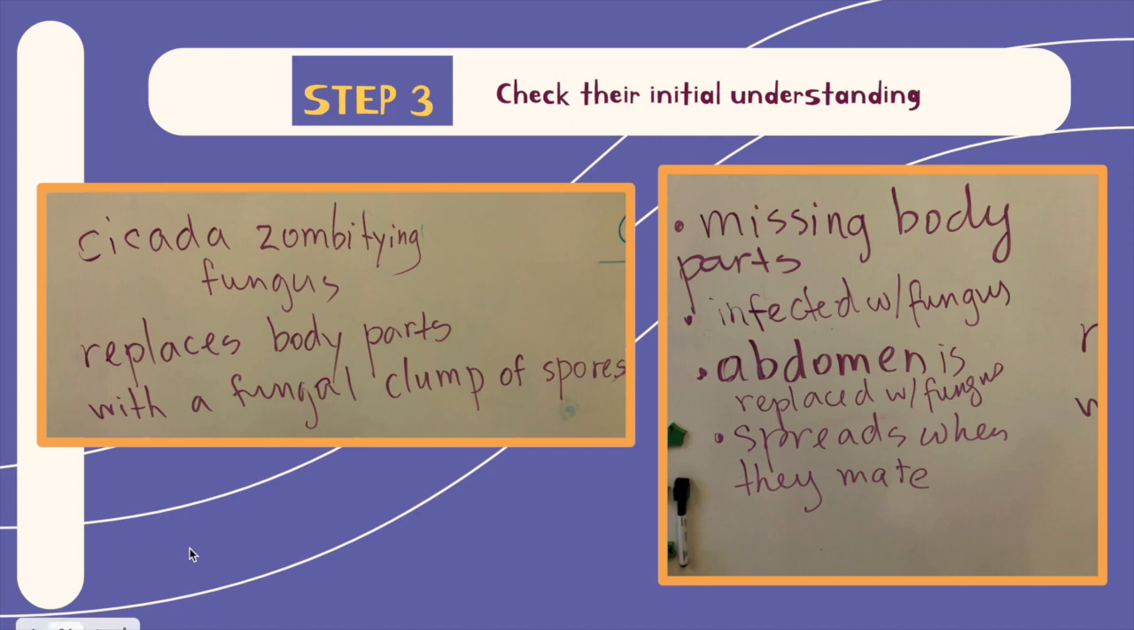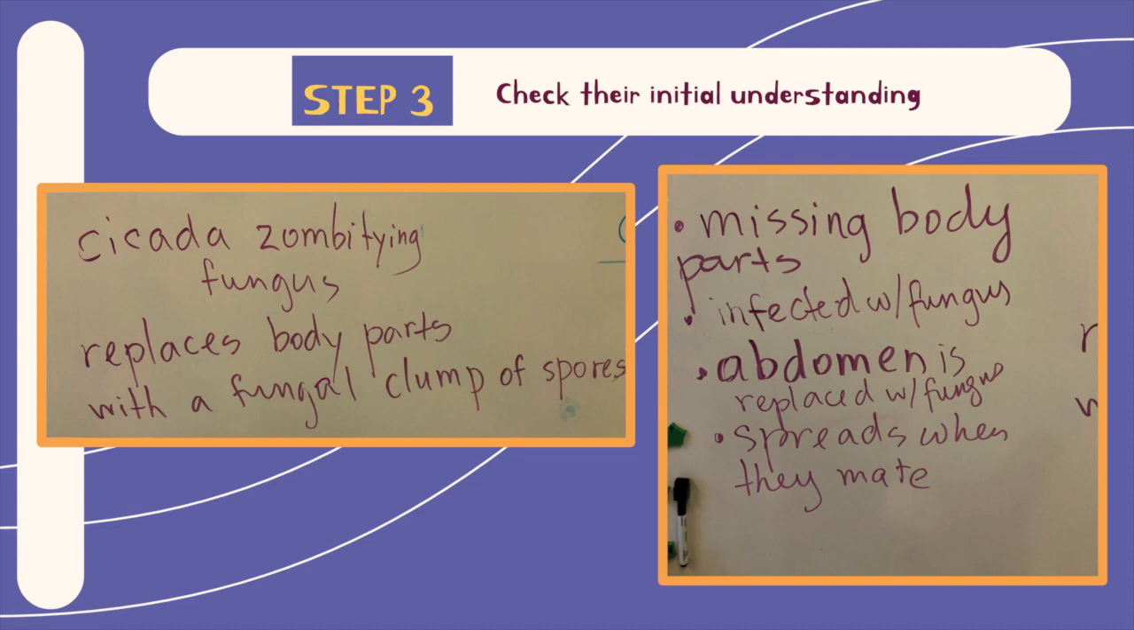And this is what they ended up writing. Cicada zombifying fungus, replaces body parts with a fungal clump of spores. This should be with a clump of fungal spores. Missing body parts, infected with fungus. Abdomen is replaced with fungus, spreads when they mate.